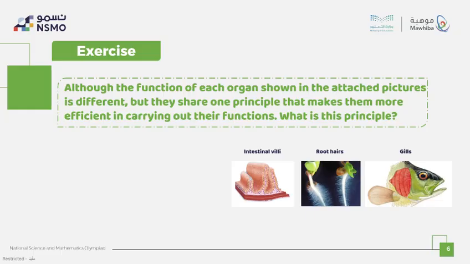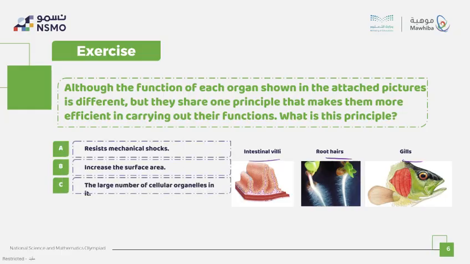And let's analyze the picture. Here, the picture says intestinal villi increase the surface area for absorbing digested food. Root hairs increase the surface area for absorbing water and minerals from soil. Okay? And fish gills increase the surface area for exchanging oxygen and carbon dioxide. Okay? We now understand the picture. So let's see the options that we have now.